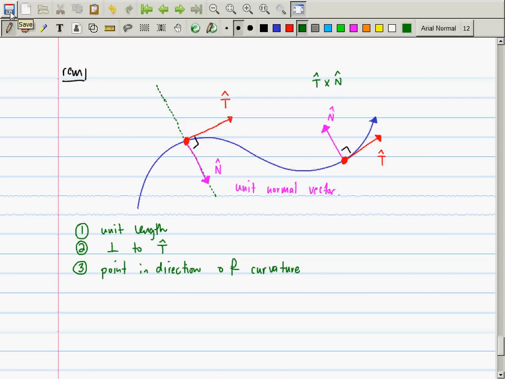Okay, so how do you tell? With the right-hand rule, right? You put your hand on T. So for example, on this one, you put your hand on T and make it to where you can turn toward N. T cross N is coming out in the direction of your thumb. So this one right here is going out of the page. Okay, how about the other one? This first one is going into the page or out of the page? Into the page.